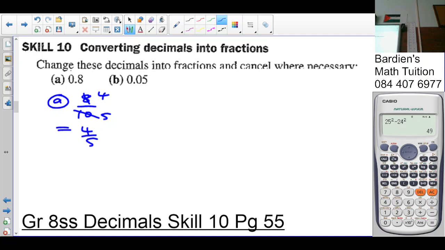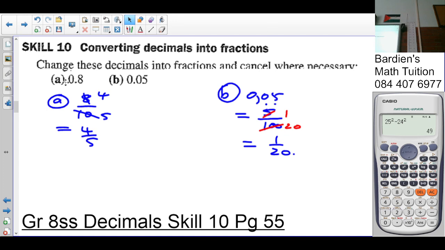If you look at B, it's 0,05. That can be written as 5 over 100. As you can see, it's 2 decimals. 5 goes into 5 once, 5 goes into 100 20 times. So it's 1 over 20. Any confusion there? No?